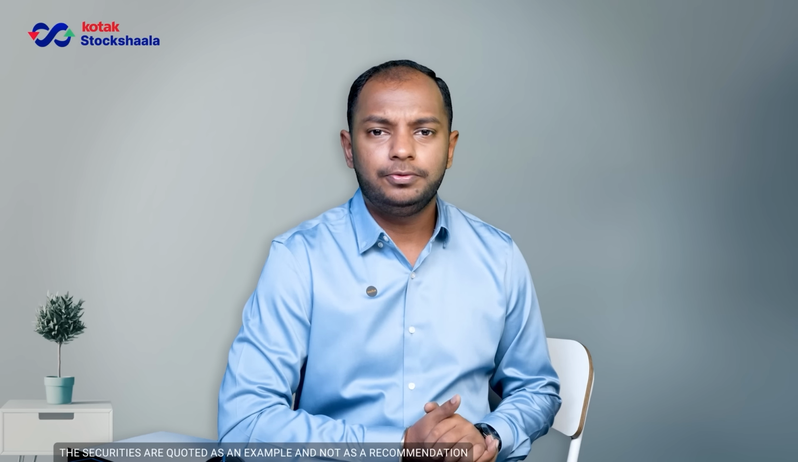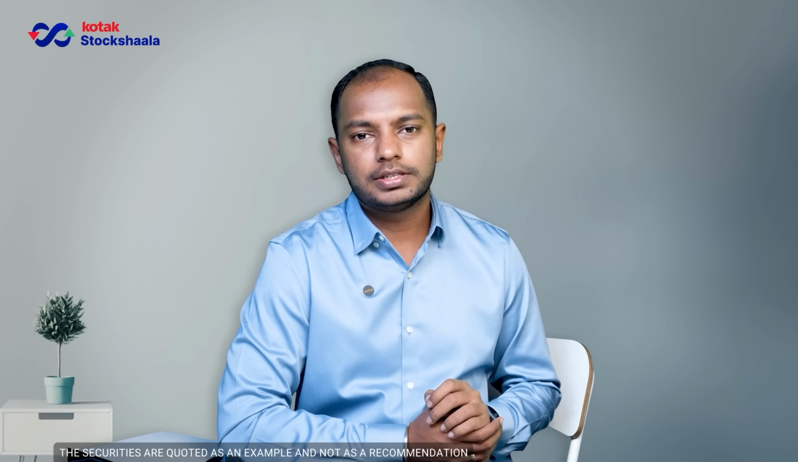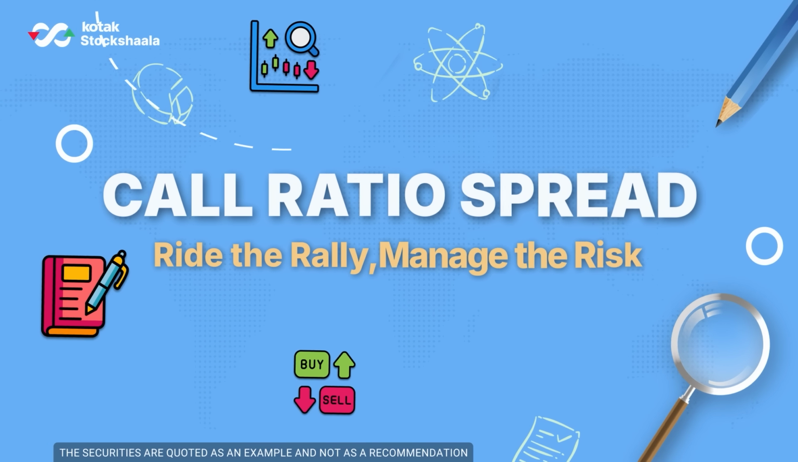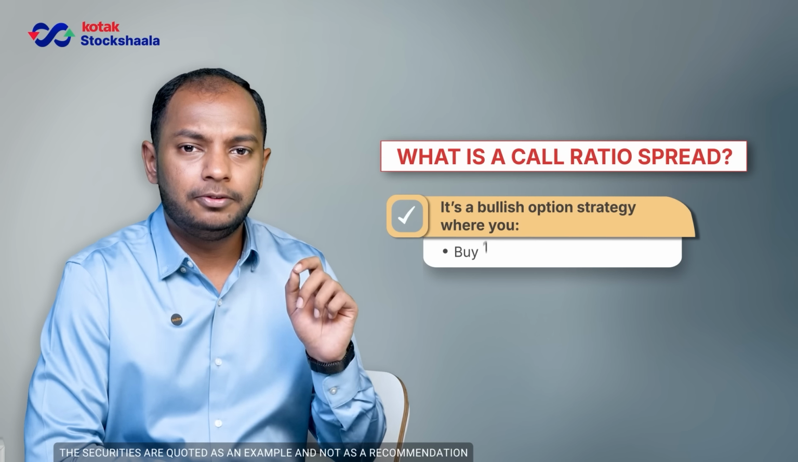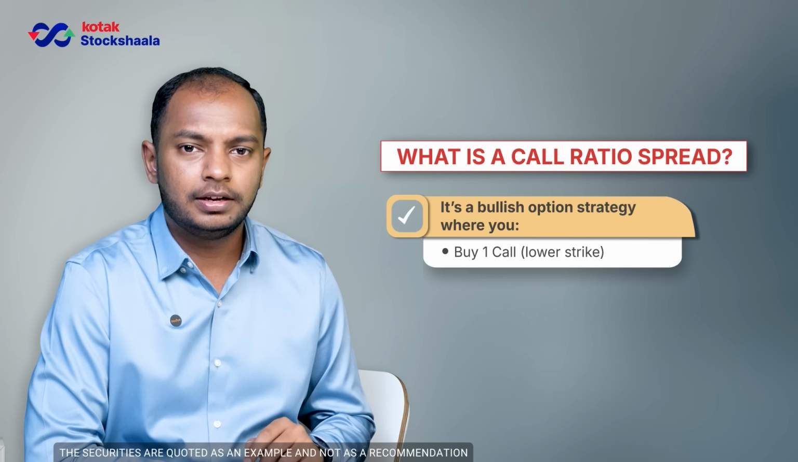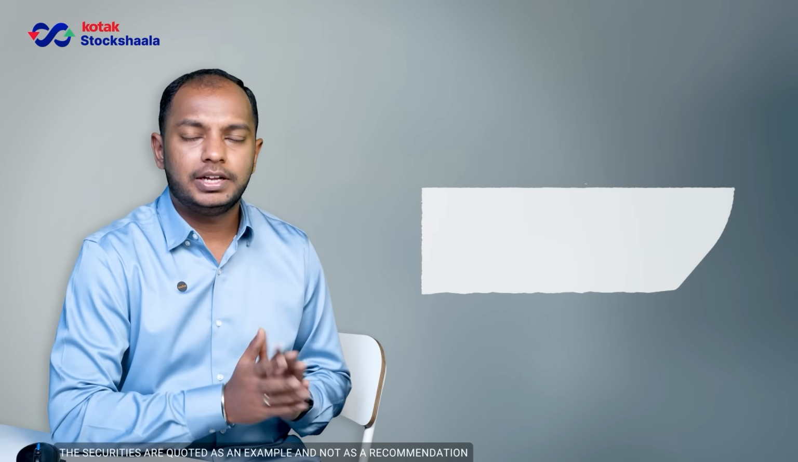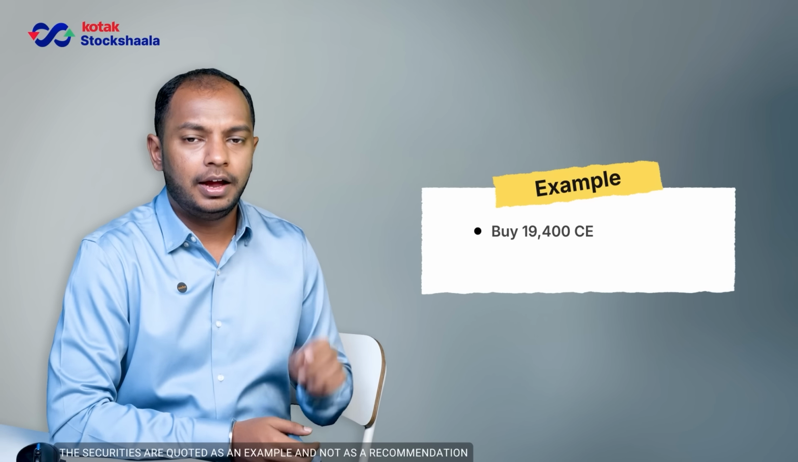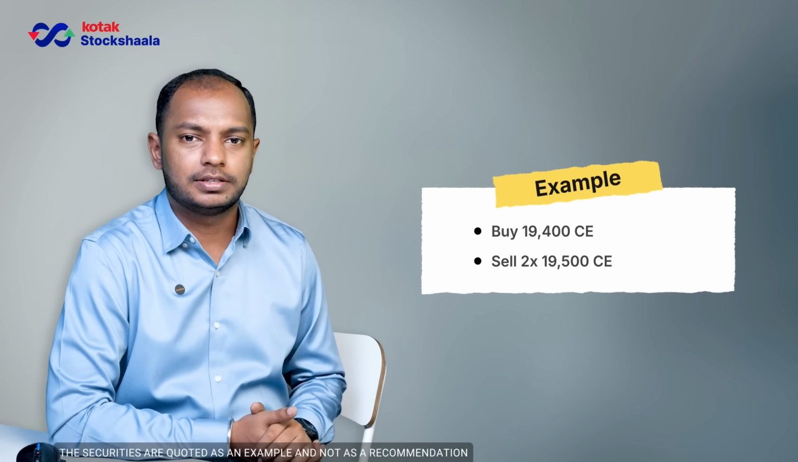In the previous video, we understood what a put ratio spread is, and that it is a bearish strategy. Now we are going to discuss the call ratio spread, which is a bullish strategy. This strategy is created by buying one call option of the lower strike and selling two call options at a higher strike. For example, you buy the 19,400 call option and sell two 19,500 call options.